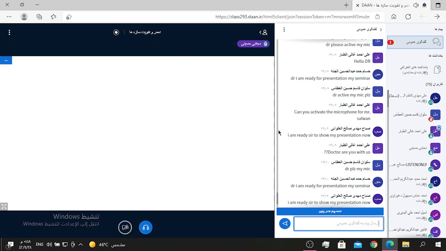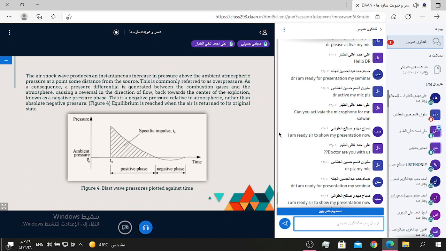Okay, you can continue. This is a very good diagram for pressure and also time, okay? Okay, sir. I'm waiting for the slide to upload. At T equals 0, you have maximum pressure, okay? And it is positive. And after Ti, it is negative. The slide is loading, doctor. Okay, this is blast wave pressure plotted for a given time.